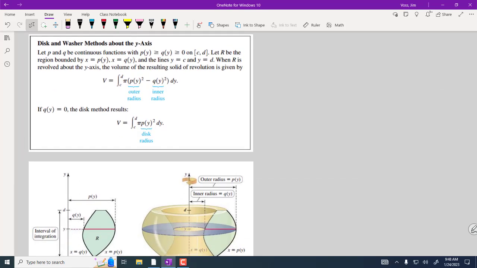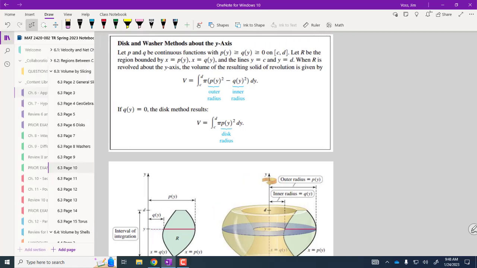So let's try it the other way. So the formula looks identical. We have pi multiplied by an outer radius squared minus an inner radius squared. So same setup. If we were doing a disk with an integral that has a dy, it's the same idea. The area of a disk is pi r squared. It's just that when we are using a dy, we deal with functions of y instead of functions of x.